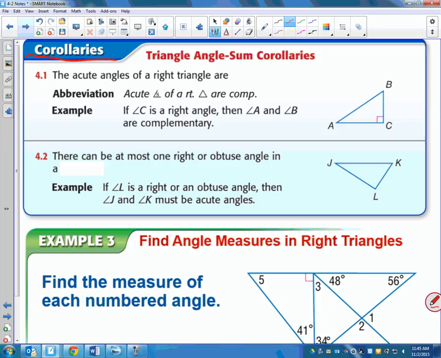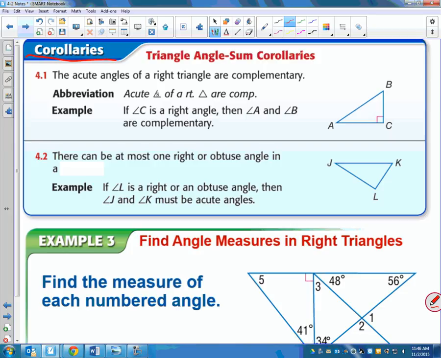So let's read them and see if they make sense to us or not. The acute angles of a right triangle are complementary. Why does that make sense? What does the triangle sum theorem say? The sum of the measures of the angles of a triangle is 180. Angles in a triangle add up to 180. So why does it make sense that the acute angles in a right triangle are complementary? Audrey: Because the right angle is 90 degrees and the rest of it has to be 90 degrees, because altogether it makes 180.